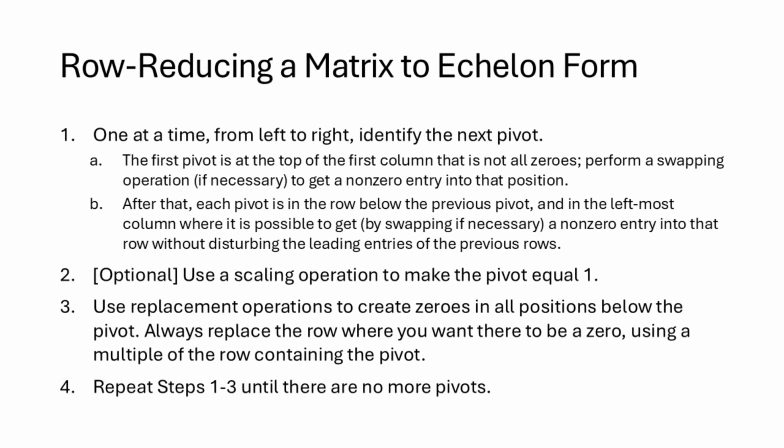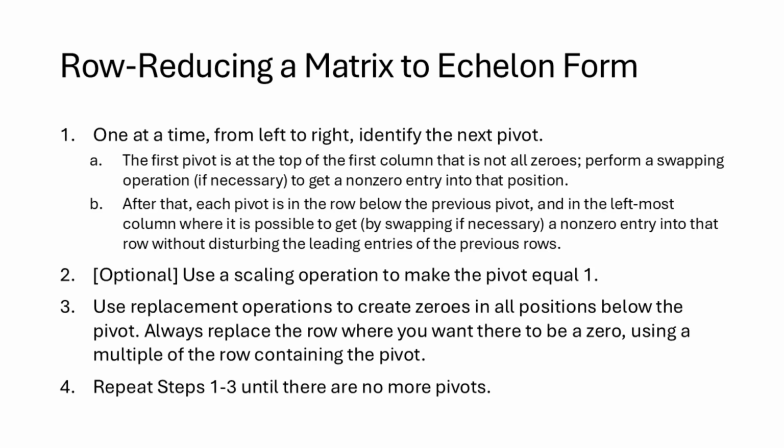So here's the row reduction process. One at a time, from left to right, we're going to identify the next pivot. The very first pivot is almost always in the upper left-hand corner of our matrix. The only exception is if the first column of our matrix is all zeros, and then we'll have to move to the right to find that first pivot location.